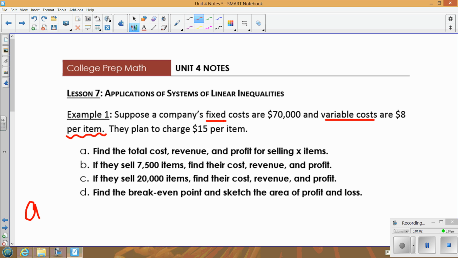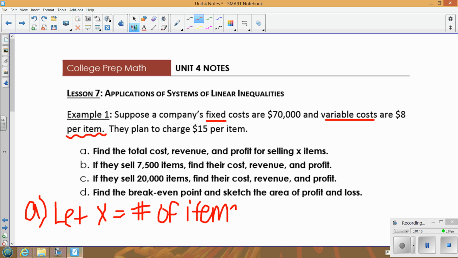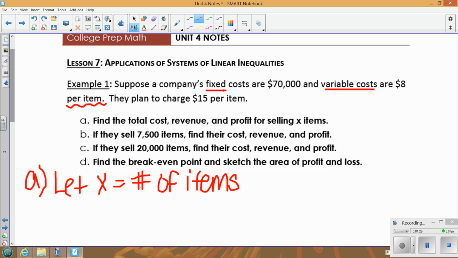So part A is asking us to find the total cost, revenue, and profit for selling x items. So the first thing we want to do is let x equal the number of items. Since it tells us that we're selling x items, our variable cost is going to depend on x, the number of items, and the $15 per item is going to depend on x as well.